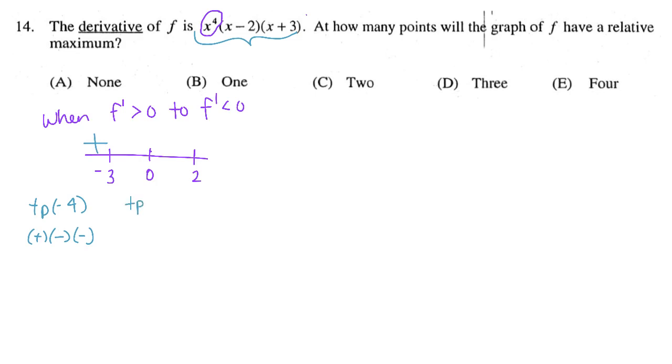Now for my next test point, I would choose something a little bit easier. Let's choose -1 and substitute into that factored form. Again, we're going to have a positive. -1 minus 2 is negative. -1 plus 3 is a positive. So here we're going to have a negative value. Now we should have a negative value on the other side of 0 as well, because we are not going to have a sign change because of that x to the 4th.